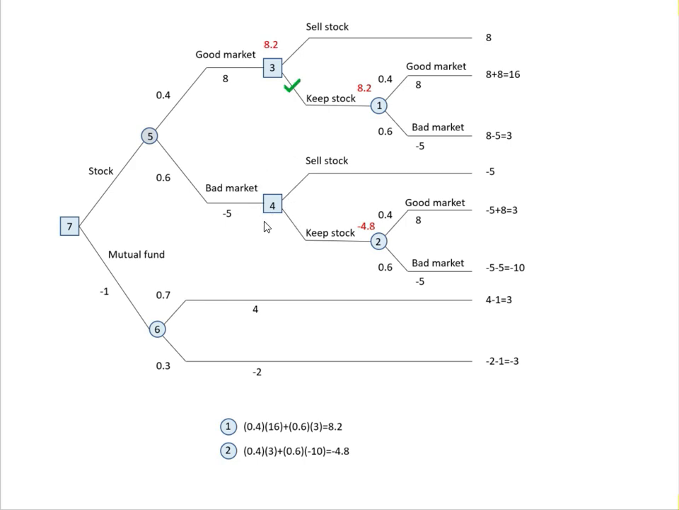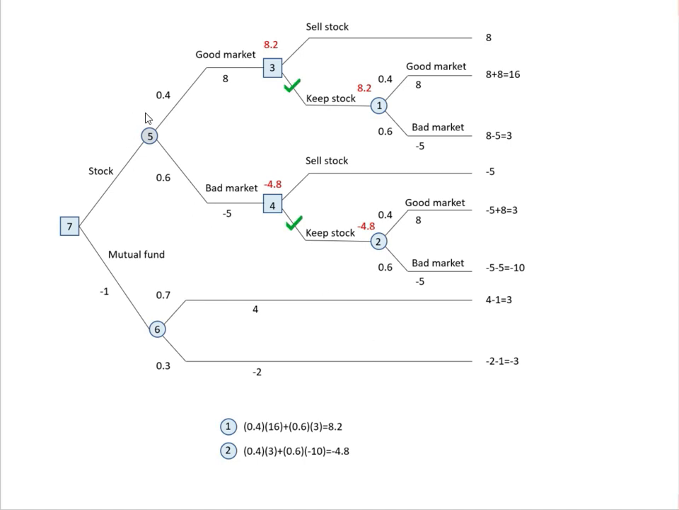Next, let me move on to node 4. It's quite similar to node 3. It's a decision, it's a square, so all I need to do is compare its options and choose the better one. Selling the stock is a -5 in payoff. Keeping the stock has an average payoff of -4.8. So this number is larger than this number, which means keeping the stock is a better option. So I'm going to check it and copy this number over here as well.